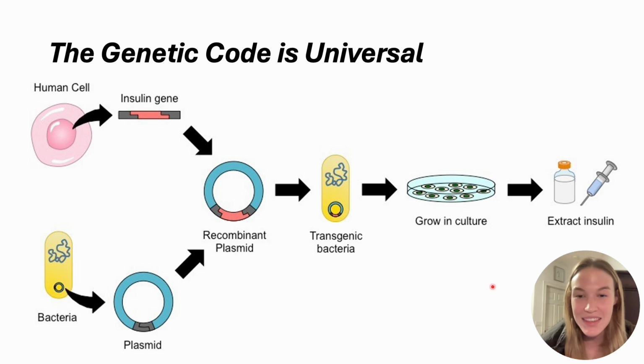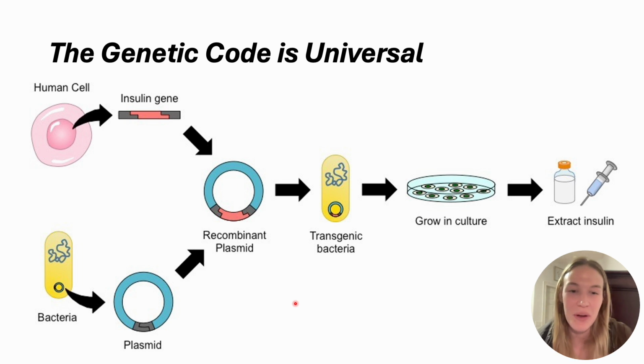But understand that this only works because the code is universal. If for some reason bacteria used a different set of codons to code for each amino acid, meaning maybe the start codon is not AUG, in RNA, let's say that it is CAG and arginine is CUG instead of what we saw on the previous slide, then it wouldn't make the same protein.